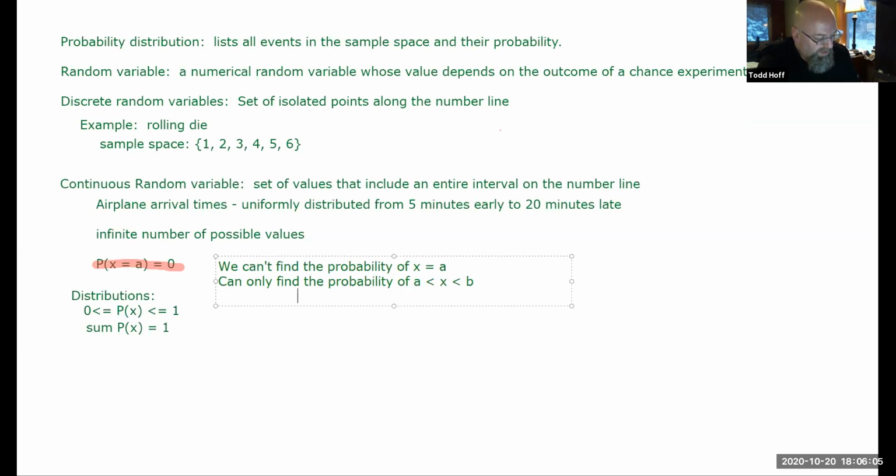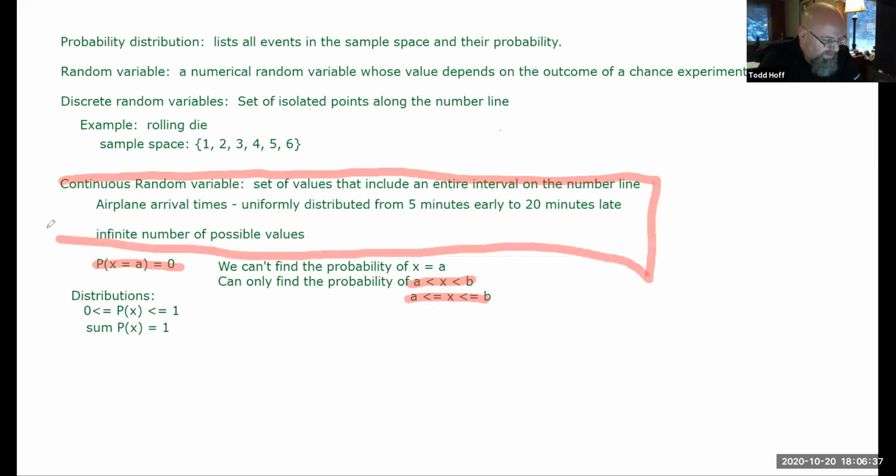Now you might ask, well, is that a is less than or equal to x, or is it just a is less than x? Well, since the probability that x equals an individual value is 0, those are the same. There's no difference between a is less than x and a is less than or equal to x, or x is less than b, or x is less than or equal to b. There's no difference because the probability of being equal to an individual value is 0. Now remember, this is only for a continuous random variable.